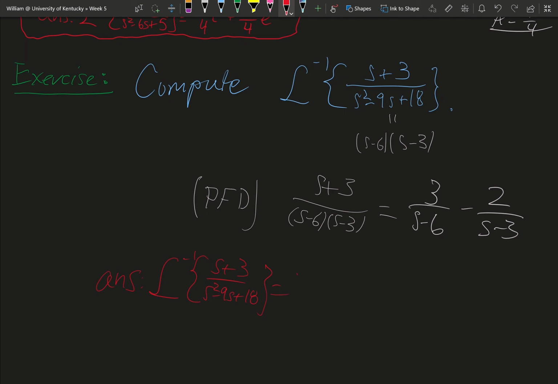has got to be 3 times the inverse Laplace transform of 1/(s − 6), e^(6t), minus 2e^(3t).